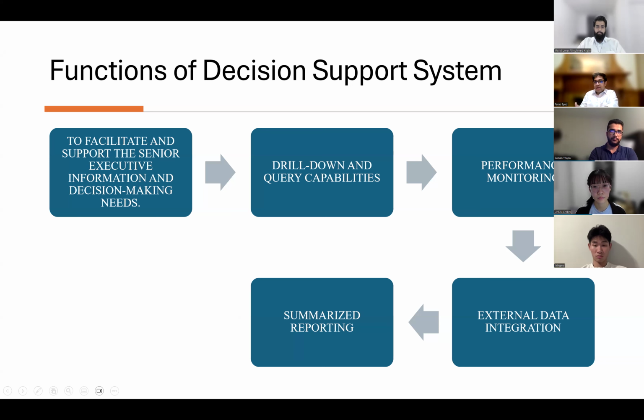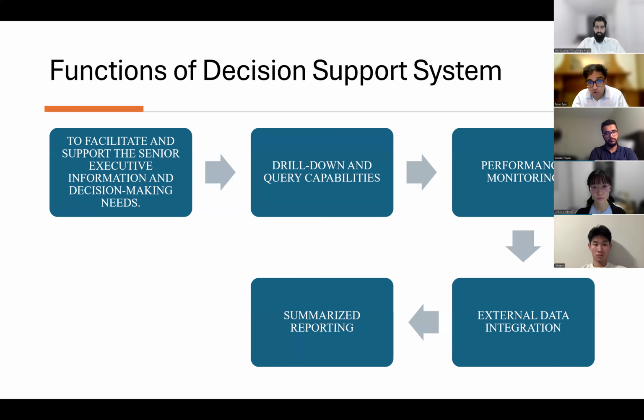And it's obvious that a human brain cannot process all that data at once. So a decision support system comes into the picture by making all these things simplified for us in an easy to understand manner. So that's how it works.